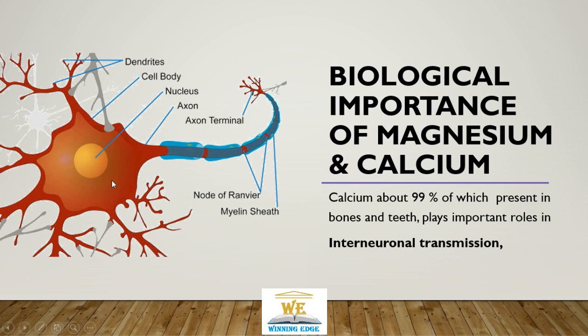Here is an example of a neuron. Neuron nucleus, neuron cell body, and these are all dendrites, these tentacles through which the signals flow. One of them is called the axon. This is the axon terminal.